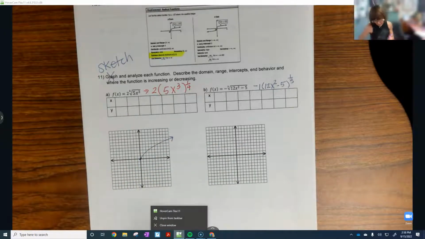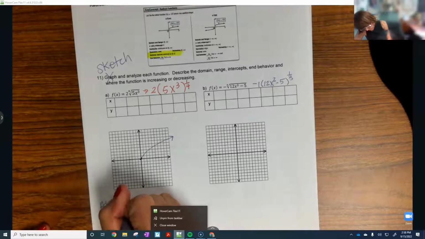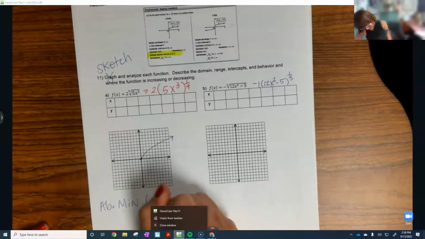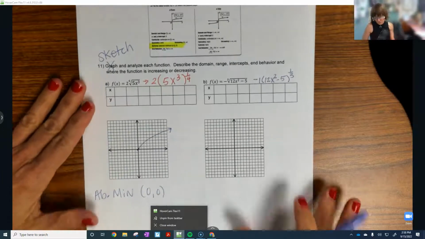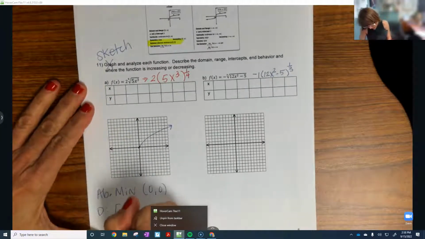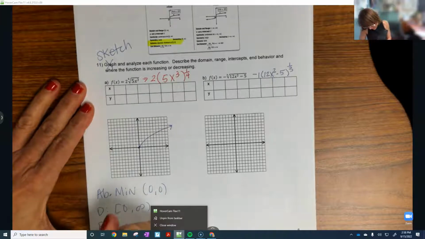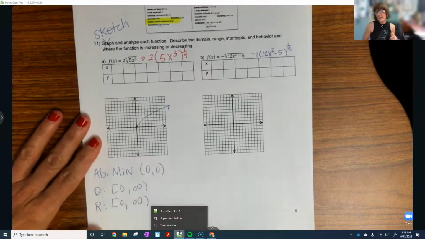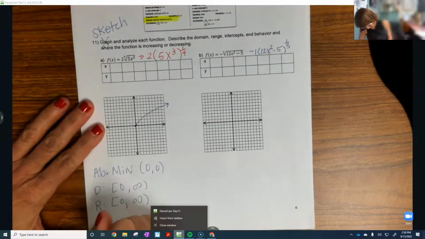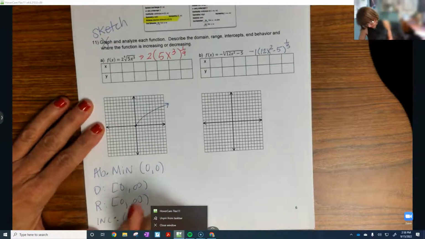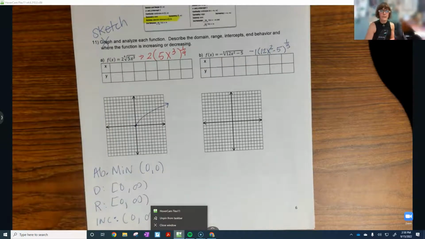And then remember, it has an absolute minimum at 0, 0. Your domain is from 0 to positive infinity. We get to include 0. And then your range is going to be the same thing. Now, if I describe the behavior of this graph, all I can say is that it's increasing. So this graph is going to be increasing from 0 to positive infinity.